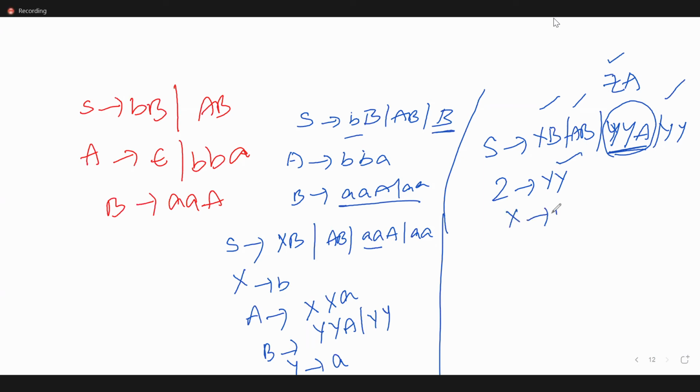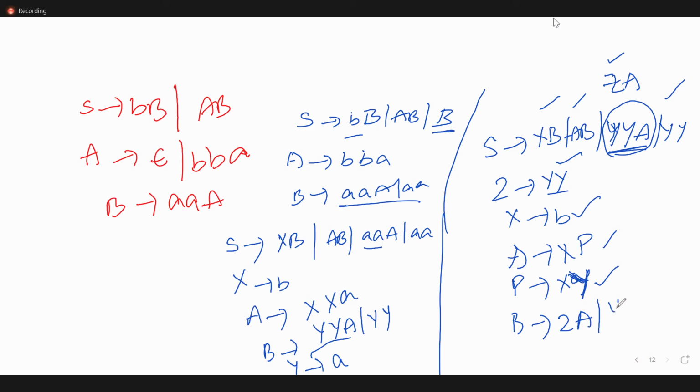Next, X tends to B, already in CNF. A tends to some XP. P tends to XA. CNF. Okay, XA, in place of A, I can replace Y, no? So it is XY, which is already in CNF. Next, B tends to, in place of YY, I can replace Z, right? So ZA or YY.